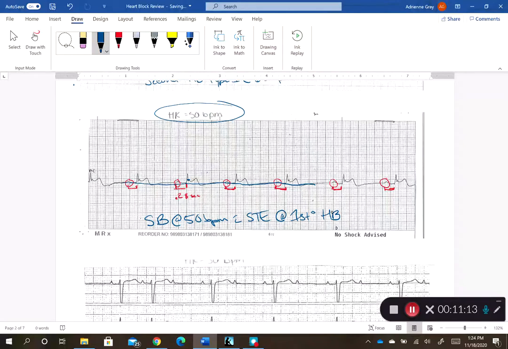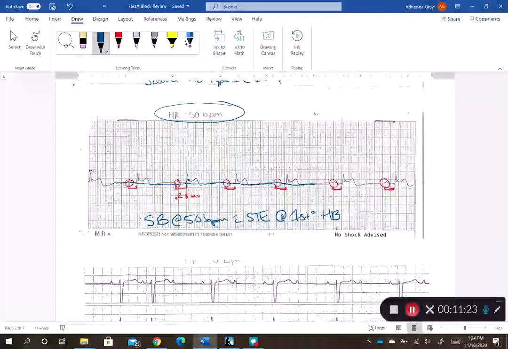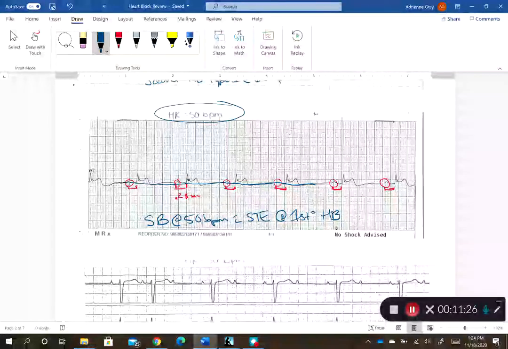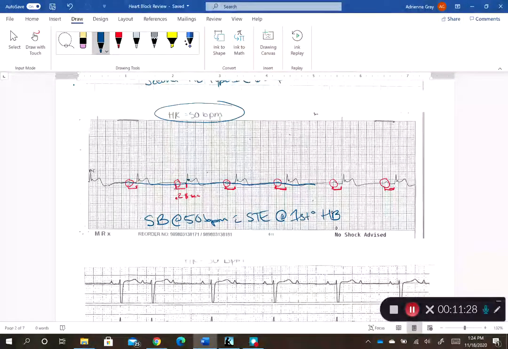So that's how we're going to label that one. And with that ST elevation, I'd be worried about this patient having an MI. So it could be that they have the first degree heart block because of a medication they take, but it also could be caused by that myocardial injury from the heart attack.